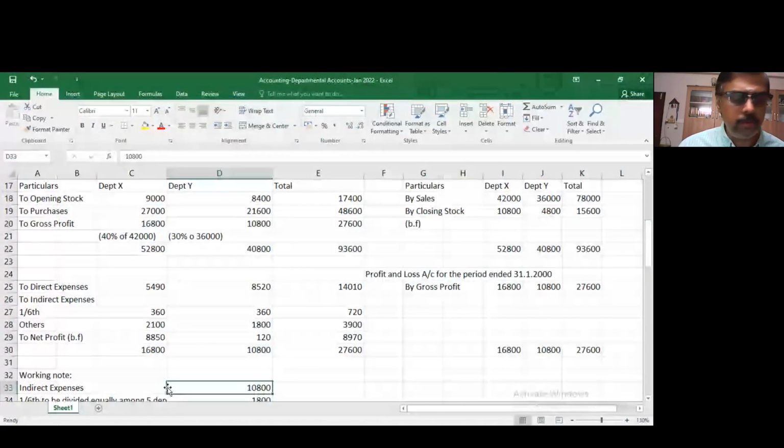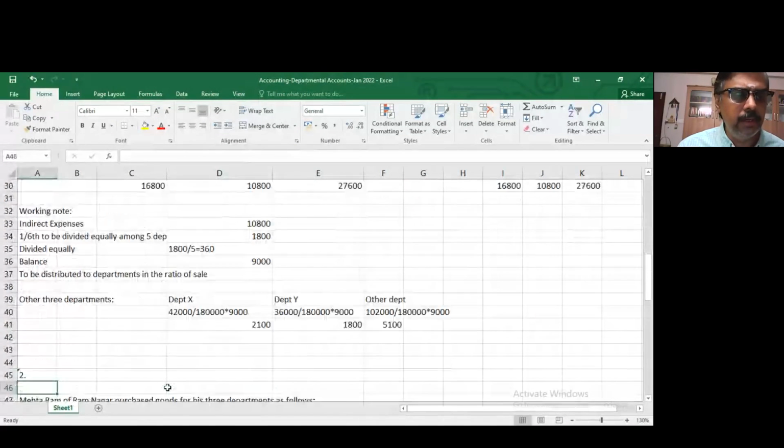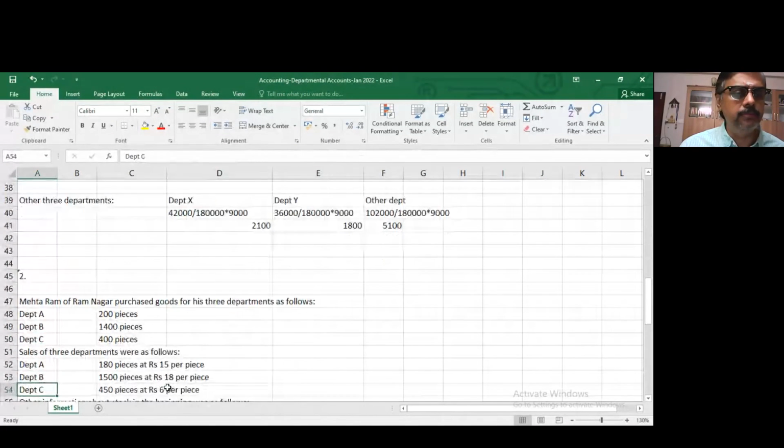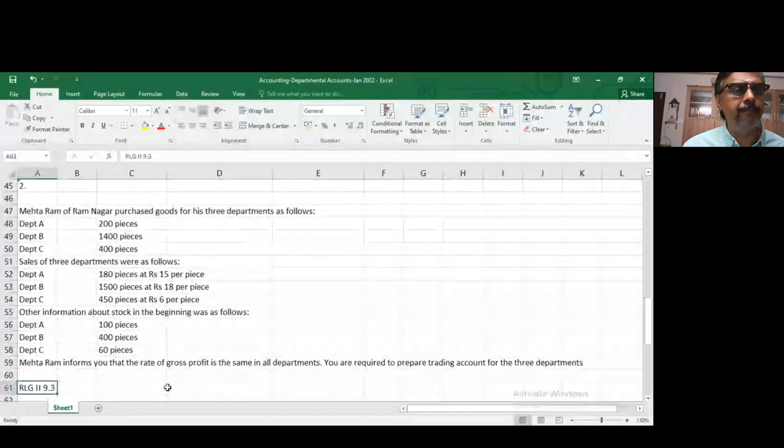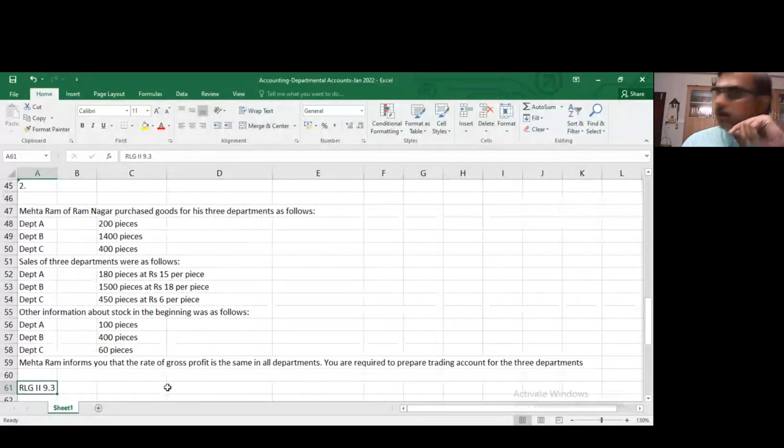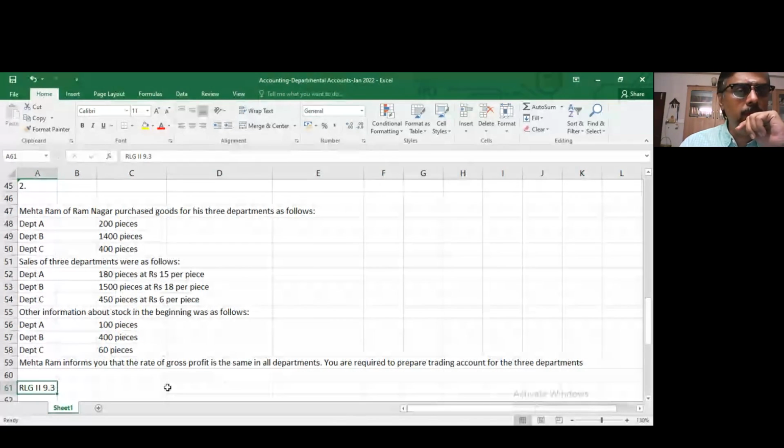So the second one is also a very interesting type of problem. Again, I'll read out the question. Mehta Ram of Ramnagar purchased goods for his 3 departments as follows: Department A 200 pieces, Department B 1,400 pieces, Department C 400 pieces. This is the purchase quantity.